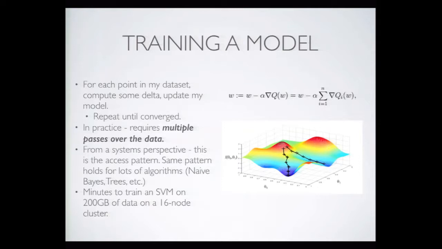But this is sort of an access pattern. This is a bunch of sequential scans over the data in practice in order to fit a model that works pretty well. And so the math might be different between each of these model families, but that access pattern is something that we see over and over again. So in practice, what this means with Spark is, on a reasonably sized cluster, we can take a few tens of passes over our data and fit an SVM on 200 gigs of data on a 16-node cluster in maybe a couple of minutes. So that's the number I would keep in mind: a reasonably big data set, a couple minutes to fit a model.